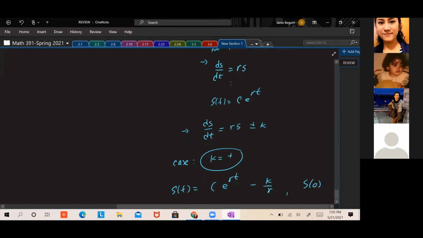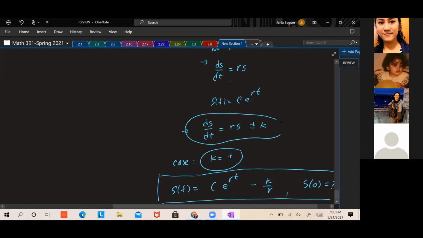And then you plug in the initial condition and solve for C. So that's the formula. But of course you can solve it, right? We know how to solve this. How do we solve this type of equation? Well, what kind of equation is this?